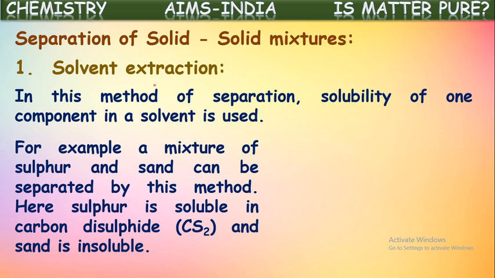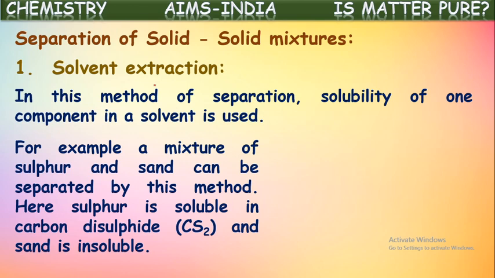So for this kind of mixtures, we have to use solvent extraction. In this method, one of the solid substances will be dissolved in the solvent, but the other will be undissolved and will settle down, so that it can be separated. For example, they have given the mixture here, sulfur and sand. Out of these two solid substances, sulfur is soluble in carbon disulfide liquid. It is one of the organic substances.